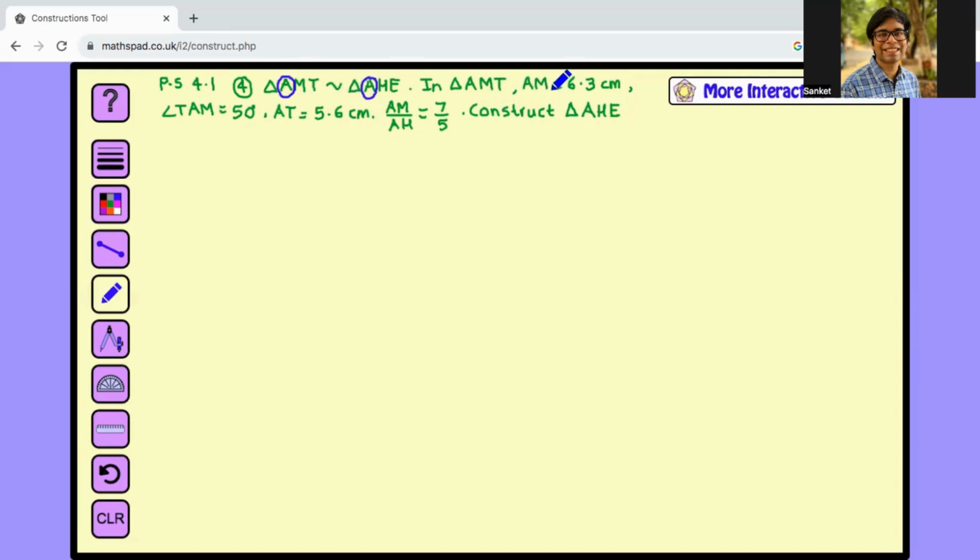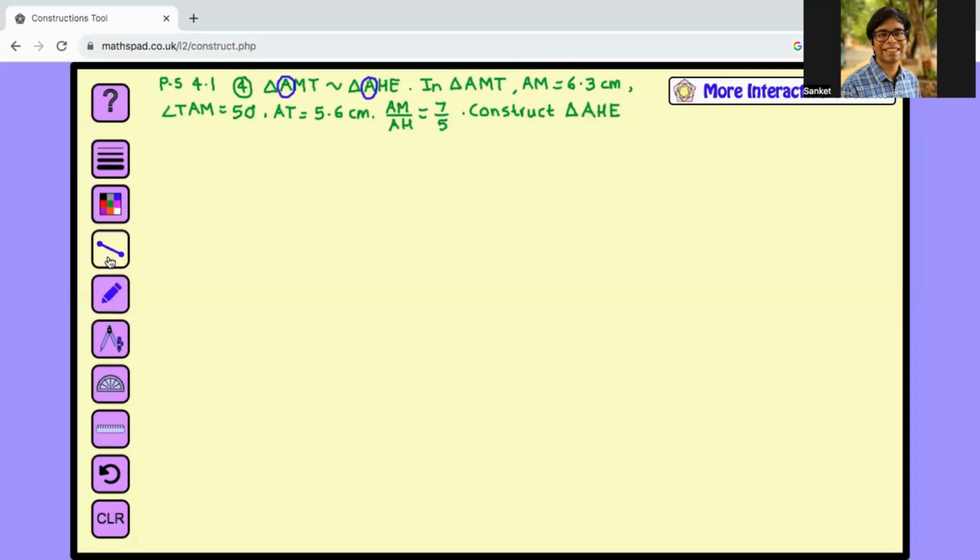In triangle AMT, AM is equal to 6.3 centimeters. Angle TAM is 50 degrees. AT is equal to 5.6 centimeters. The ratio of the sides is given to us. AM upon AH is 7 upon 5. We can construct triangle AMT because all of its measures are given to us. We need to construct triangle AHE.